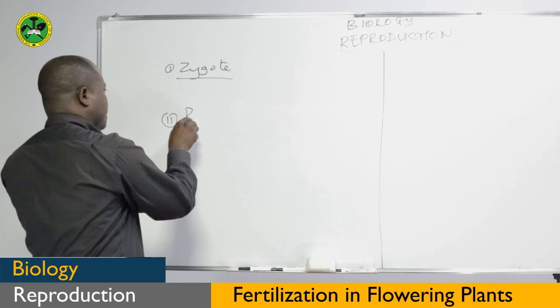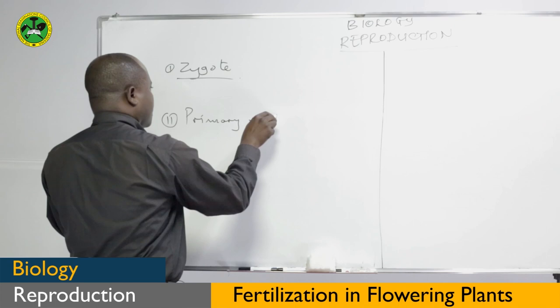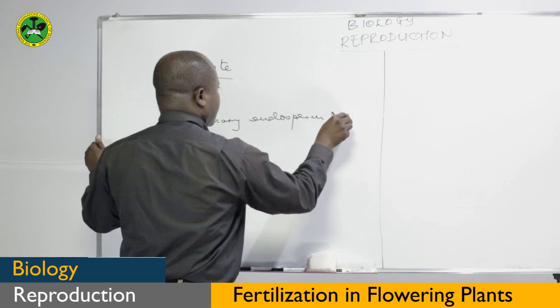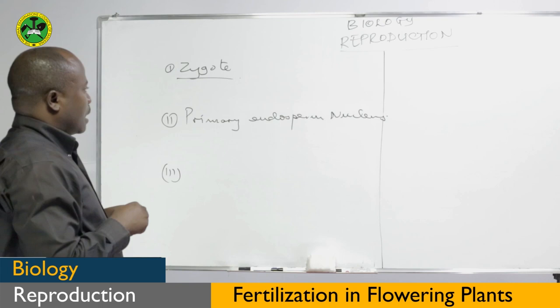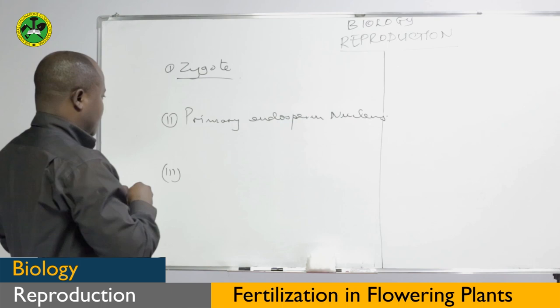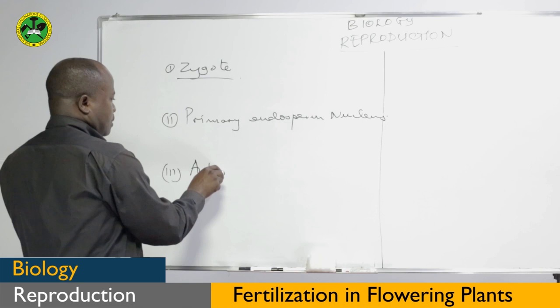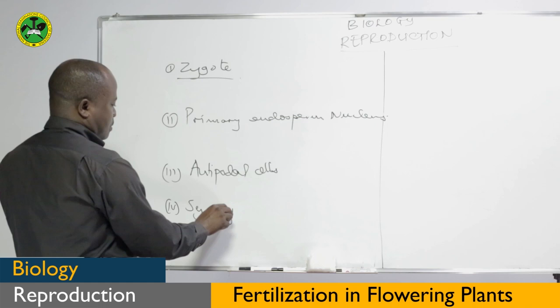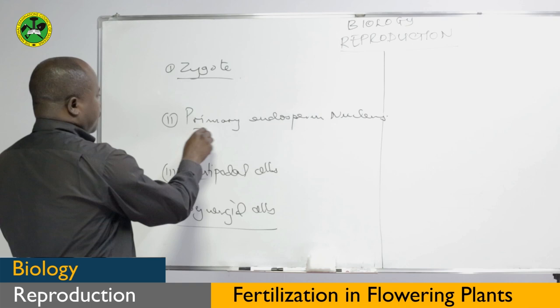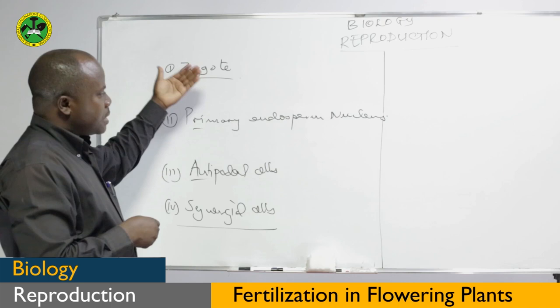The primary endosperm nucleus. But there are other cells present in the embryo sac at the time fertilization was taking place. There are antipodal cells. But also, there are synergids. Therefore, this question requires what will be the changes occurring in these structures after fertilization.